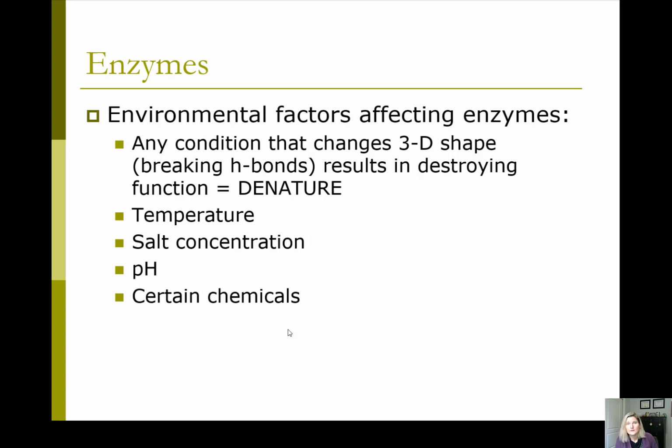A lot of those cause a denaturing of the enzymes that make it difficult for the animal, that insect, to be able to transmit nerve impulses. So it ends up dying from that. So certain chemicals can denature enzymes as well.